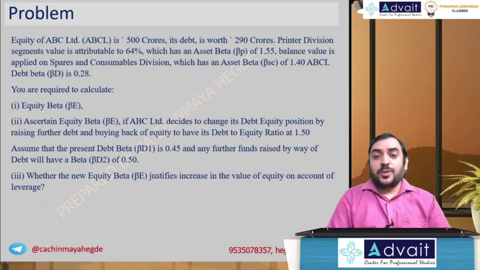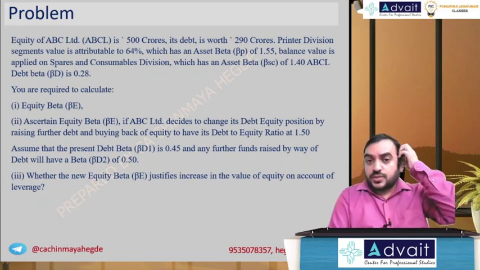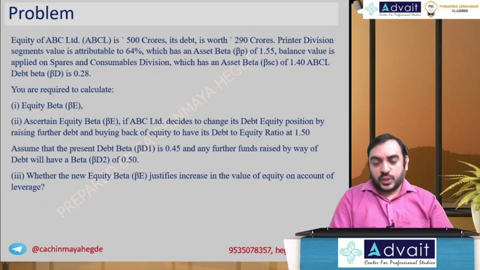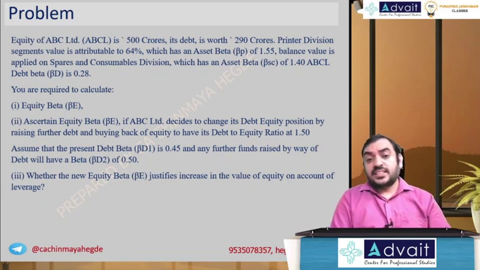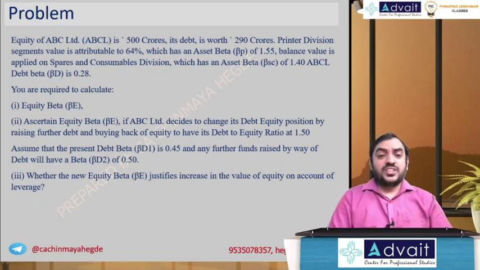It looks like a complicated problem, but if you understand the basic structure, it is simple. Equity of ABCL is rupees 500 crores. Debt is worth 290 crores. Printer division is attributable to 64%, which has an asset beta of 1.55, and the balance value is applied to the spares and consumable division, which has an asset beta of 1.4. ABCL debt beta is 0.28. You are required to calculate equity beta.